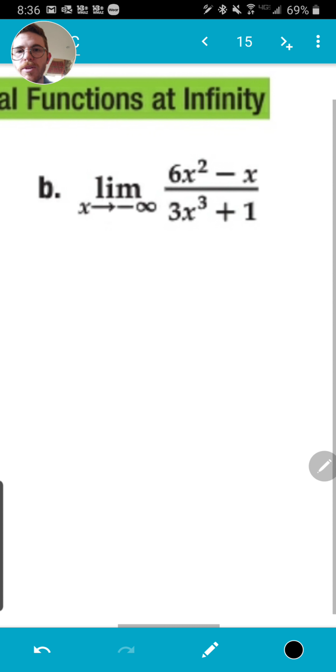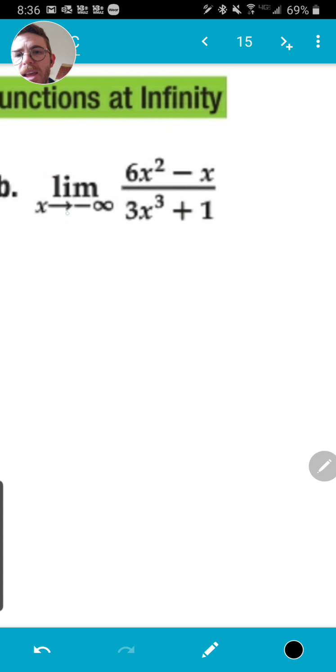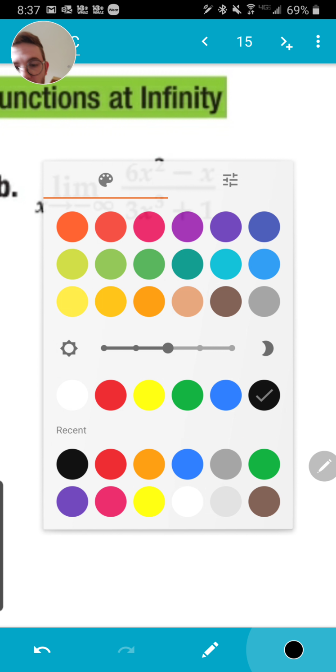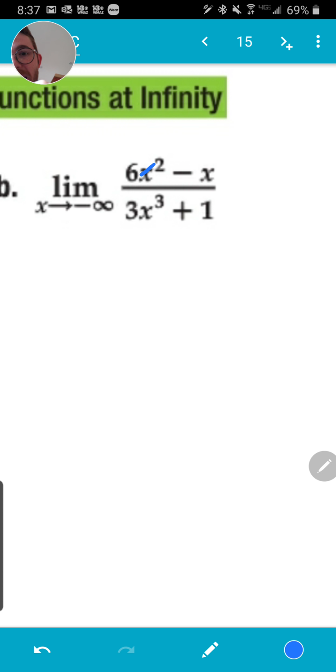Okay, let's continue to think about it this way. But let's look at x approaches negative infinity. It's still infinity, it's just a negative version of it. 6x squared minus x over 3x cubed plus 1. All right, so now we are on the top. We have x, which again, we're substituting in infinity because x is approaching negative infinity. Negative infinity squared. I mean, just imagine negative infinity being squared. Infinity, because a negative times a negative is just a positive.